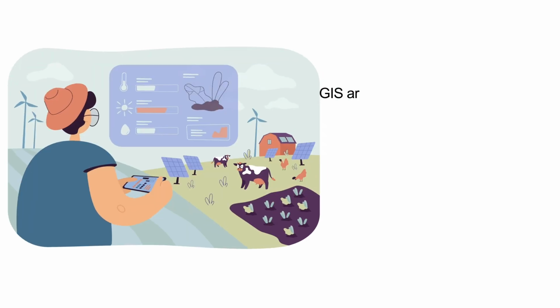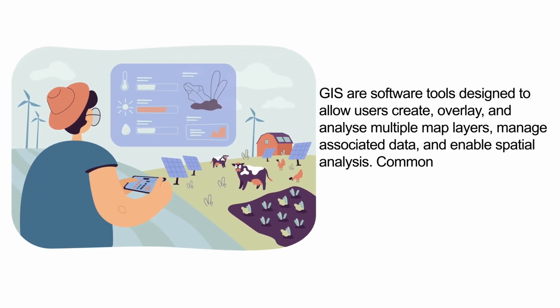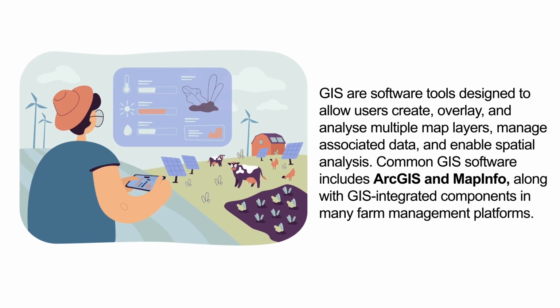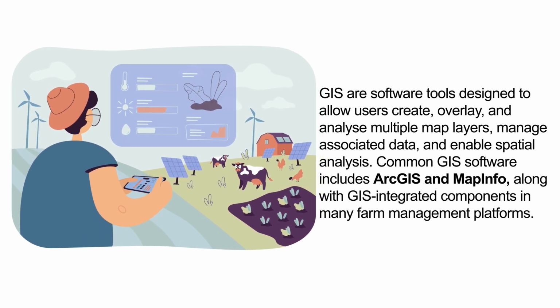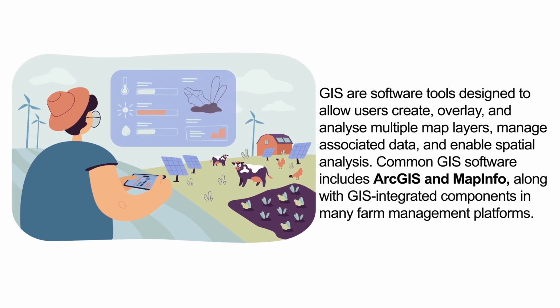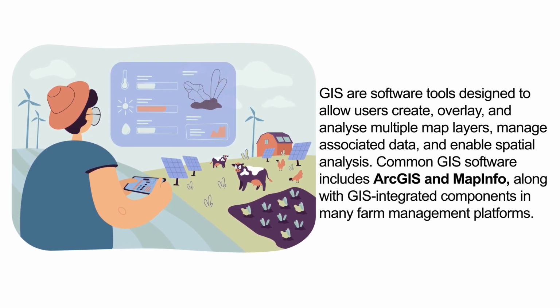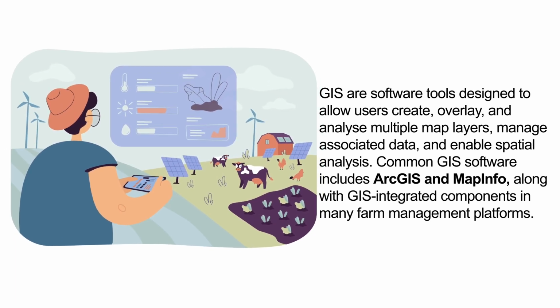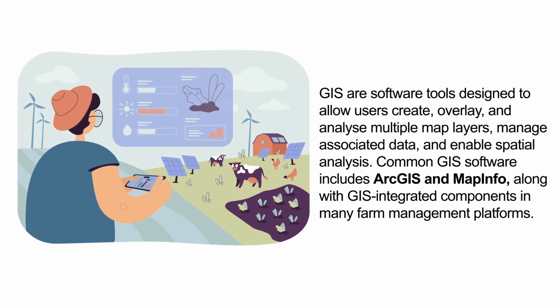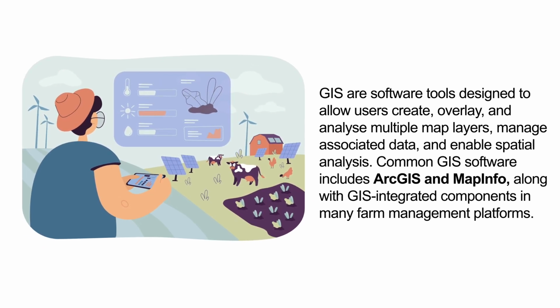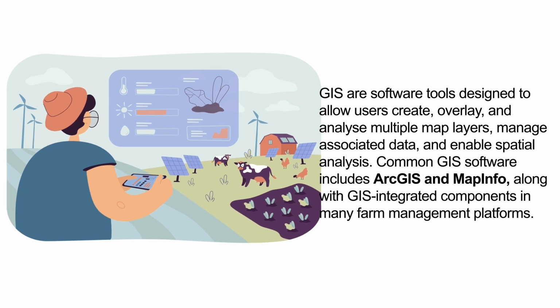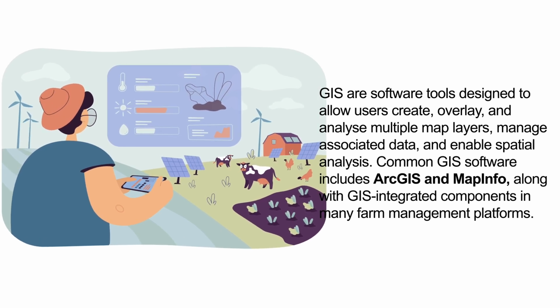Geographic Information Systems, GIS. GIS are software tools designed to allow users to create, overlay, and analyze multiple map layers, manage associated data, and enable spatial analysis. Common GIS software includes ArcGIS and MapInfo, along with GIS-integrated components in many farm management platforms. These systems play a pivotal role in PA, helping farmers manage spatial data to make informed decisions.